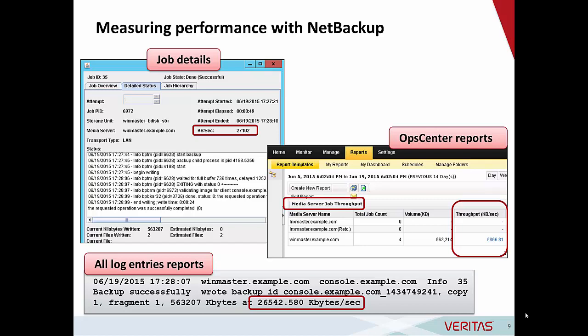Here's an example of the kind of data you can get right from within Netbackup. In the job details, you see Netbackup's estimate in kilobytes per second of how fast a particular backup job ran. I see that in the activity monitor. I can also see that through Op Center. I can also see that from the command line using the bperror command or through the all log entries reports in the console.